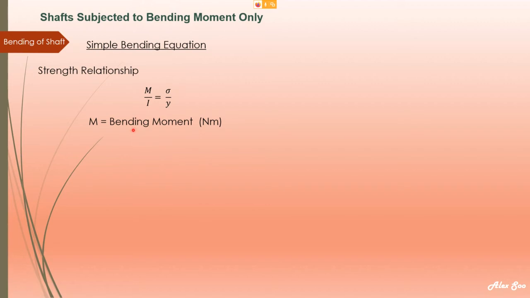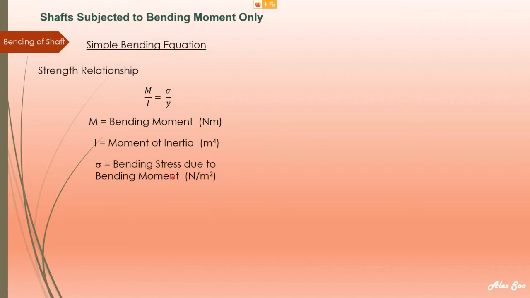So M is the bending moment in Newton meter. In the simple torsion equation, the torque, the twisting moment, is also in Newton meter. Then I is the moment of inertia, measured in meter to the power of 4, about the x-axis and the y-axis. It is no longer the twisting moment. For twisting moment, this is J, the polar moment of inertia, which is also meter to the power of 4. That is for turning moment. Now this is for bending moment.